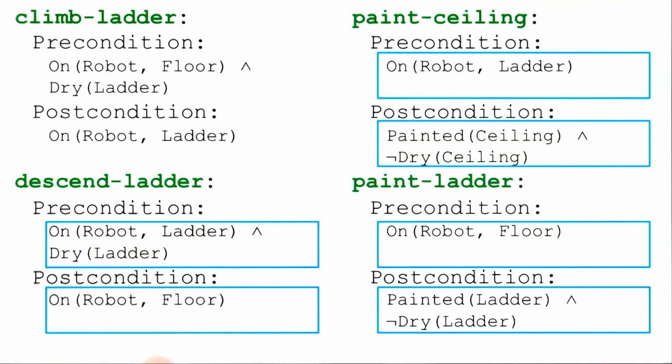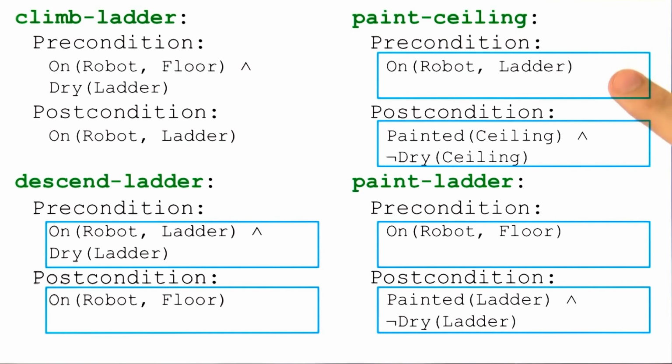So the descend ladder operator is pretty similar to the climb ladder operator. We still have to have a dry ladder in order to climb up or down the ladder. This time, in order to climb down the ladder, we have to already be on the ladder. So our preconditions are that we're on the ladder and the ladder is dry. Our postcondition is that we're now on the floor, so we just kind of flipped the climb ladder operator.